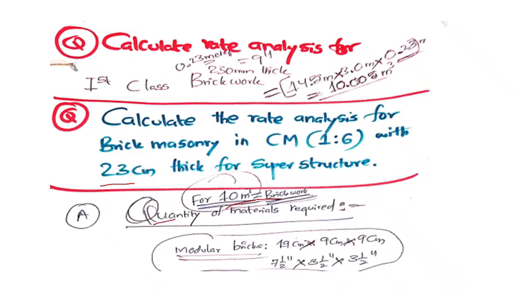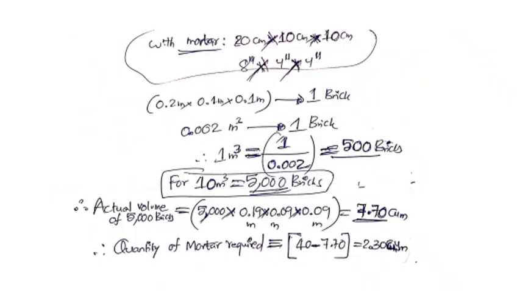So let's calculate the quantity of materials required. The modular size of brick is 19 centimeter into 9 centimeter into 9 centimeter, which converts into inches as 7.5 inches into 3.5 inch into 3.5 inch. With mortar, 1 centimeter is added to the nominal size of brick, so it is 20 centimeter into 10 centimeter into 10 centimeter, which in inches is 8 inch into 4 inch into 4 inch. So one brick volume is equal to 0.2 into 0.1 into 0.1, so it is 0.002 meter cube. This volume is only for one brick.